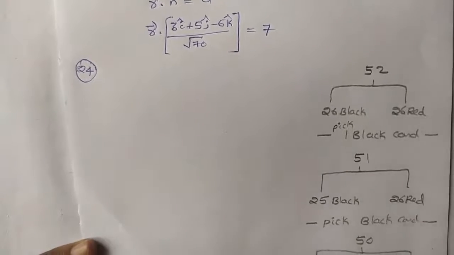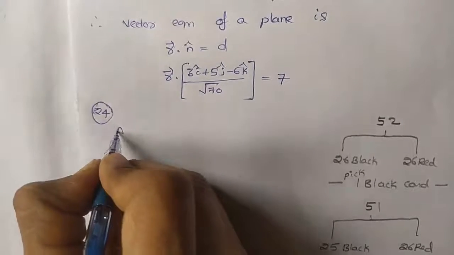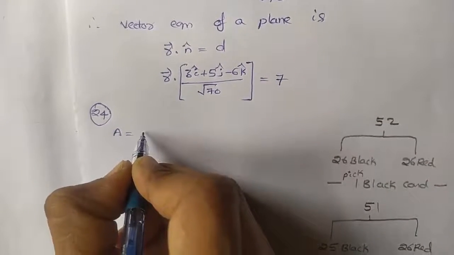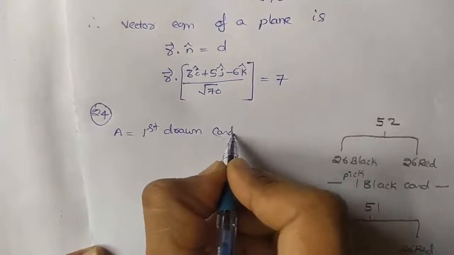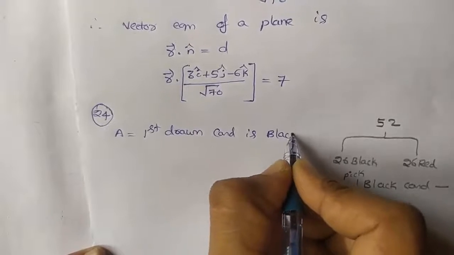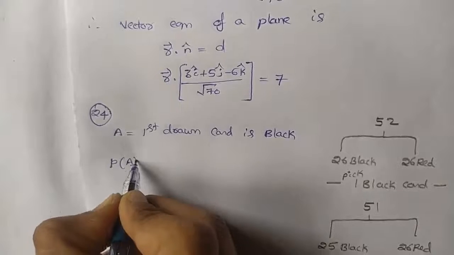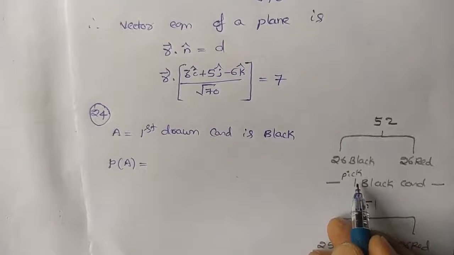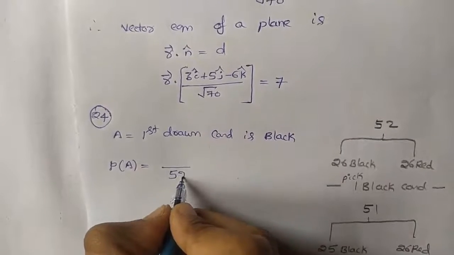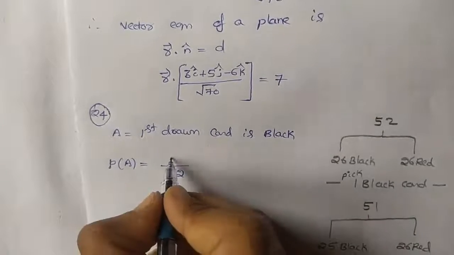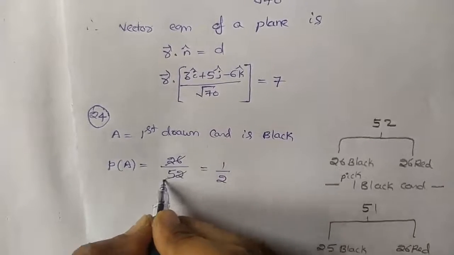So first, let us define the event. A is the first drawn card is black. Now let us find the probability of the event A. The first card drawn is a black card. So out of 52 playing cards, how many black cards are there? 26 black cards. Then we will get 1 by 2. 26 ones are 26, twos are 52.